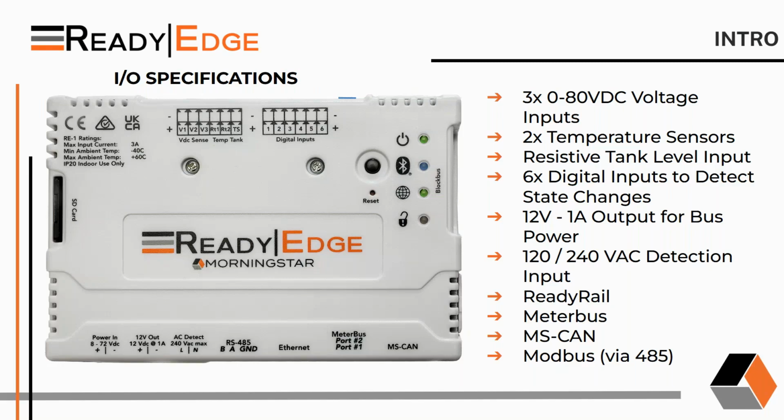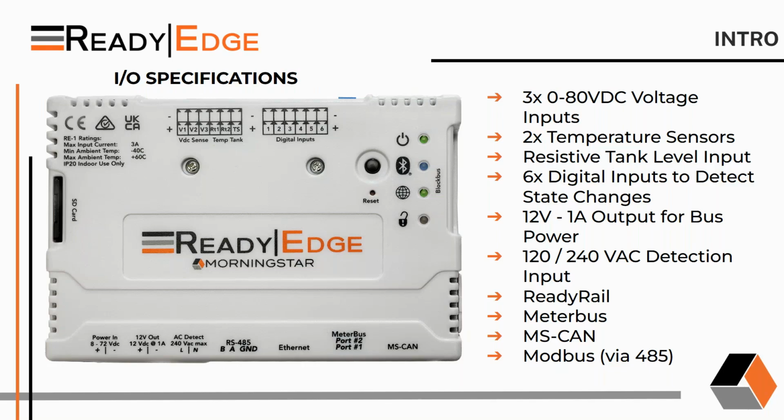Then it has 6 digital inputs. Now these are sourcing digital inputs. If you're technical, we can talk more about what that means later. But what it really means for everybody else is that it can detect an open circuit or a closed circuit. So a switch: is it on or off, or is the wire cut, or is it not? Things like that. Continuing around, we have the Ready Rail.